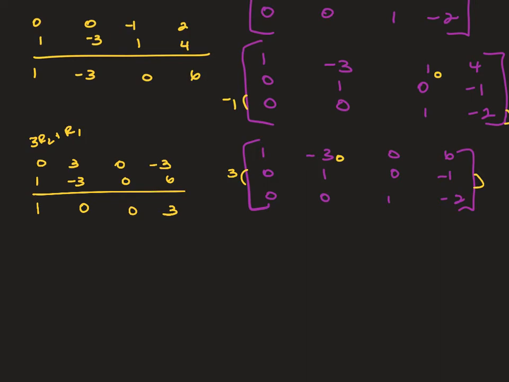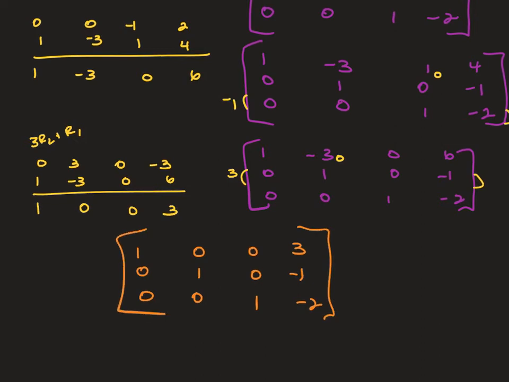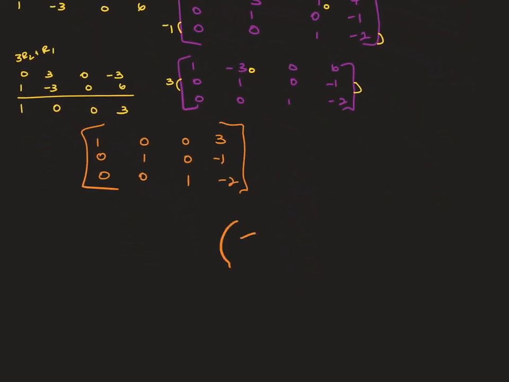So my ending matrix is 1, 0, 0, 3, 0, 1, 0, negative 1, 0, 0, 1, negative 2. And my solution is 3, negative 1, 2.